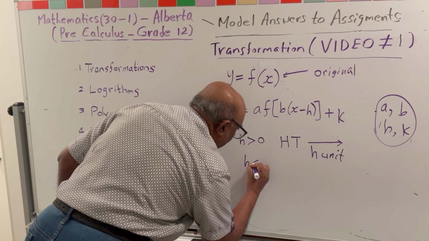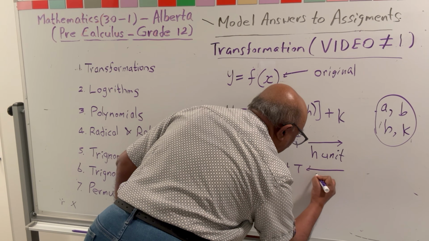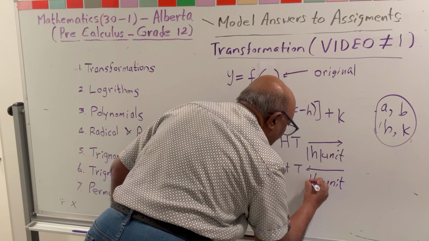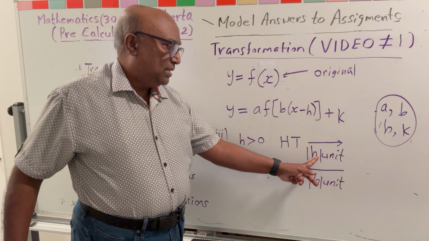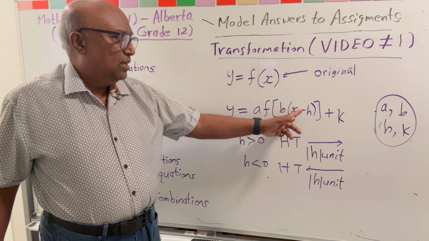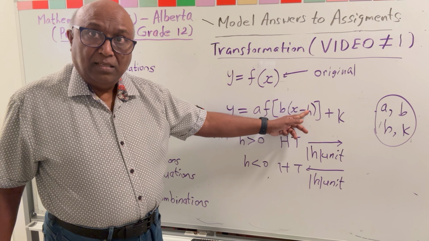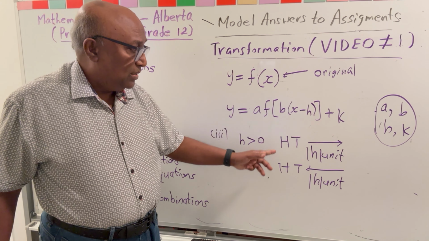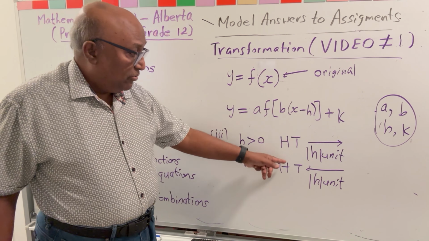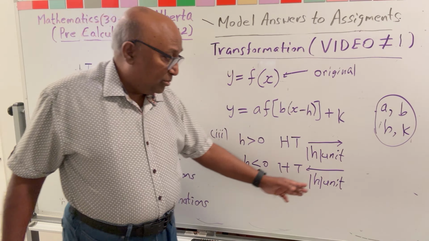If h is negative, the function translates horizontally to the left by h units. H units means the absolute value. Just to avoid confusion, I always mention the absolute value. Once again, if h is positive, that means the value of h is positive after creating this negative sign, the function is moving h units right. If h is negative, after creating this negative sign, the function is moving h units left.